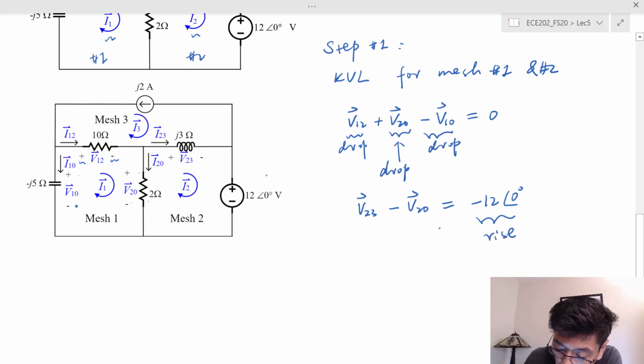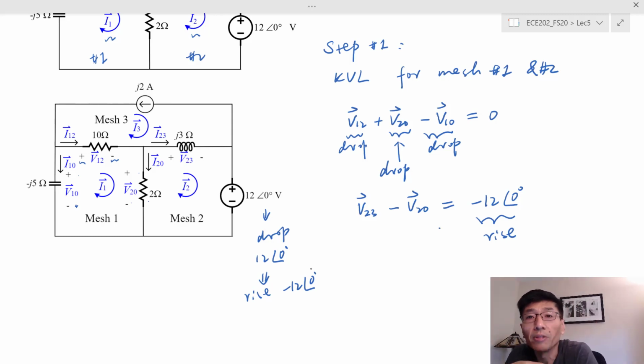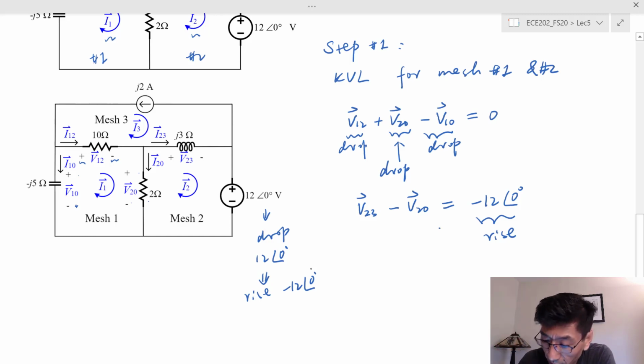Because from here to here, that's the voltage drop of 10. So that means the voltage rise is negative 12. If you're still getting confused about the voltage rise and drops, go back to lecture number 2. You really need to get that concept clear.